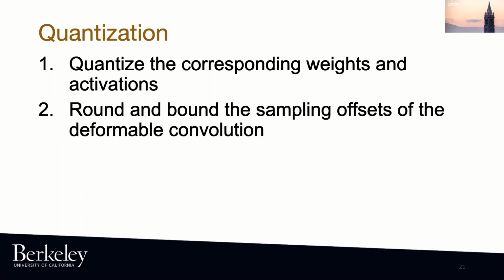So compared to the standard convolution, these variable offsets will not significantly change the sensitivity of the network or the allowable quantization bitwidth. And regarding the original fractional offsets, we bound and round them to be integers within the range, as we mentioned in the previous section.